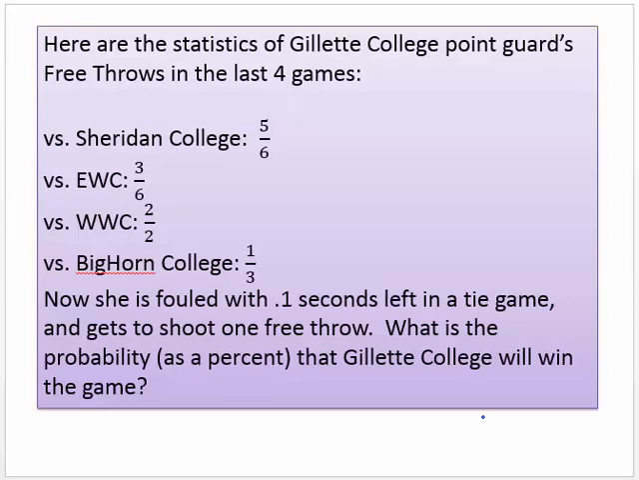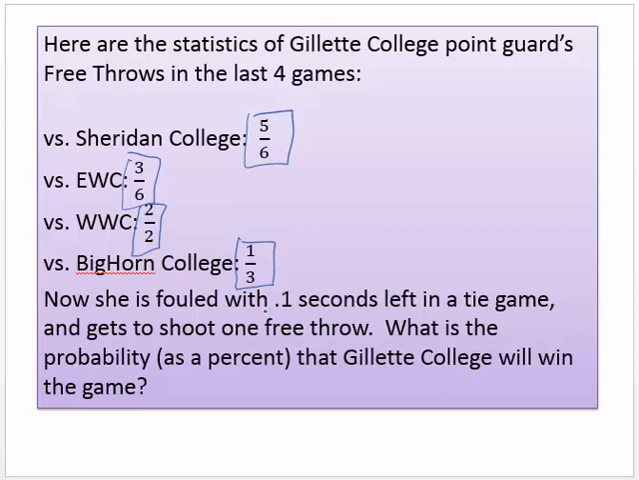Here are the statistics of a Gillette College point guard's free throws in the last 4 games. Versus Sheridan College, she was 5 out of 6. Versus Eastern Wyoming College, 3 out of 6. Western Wyoming, 2 out of 2. And against Bighorn College, she made 1 out of 3 free throws.